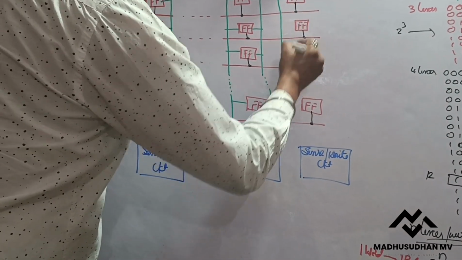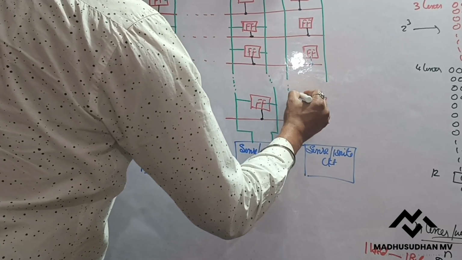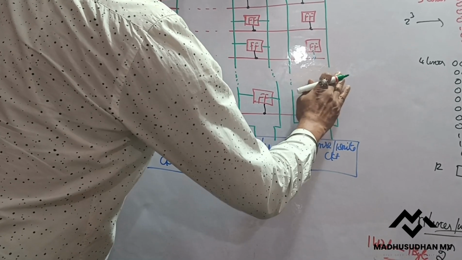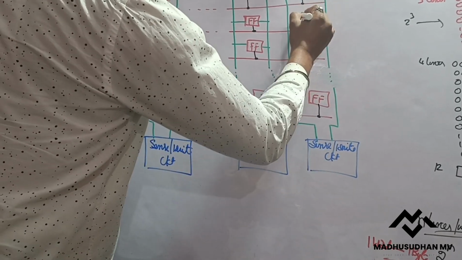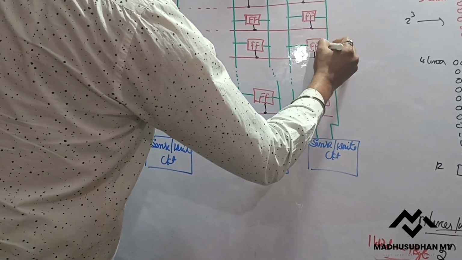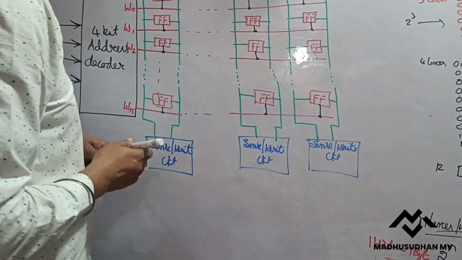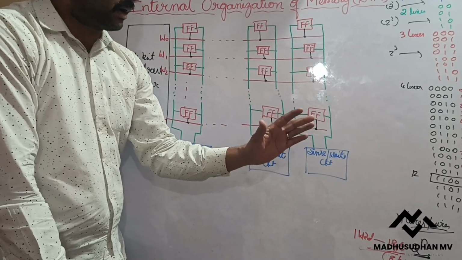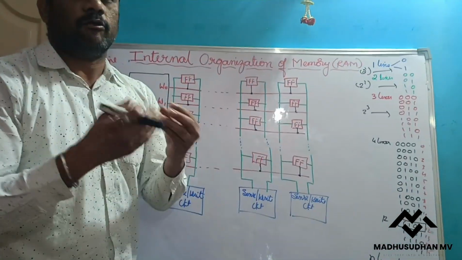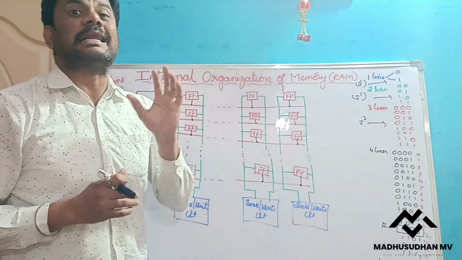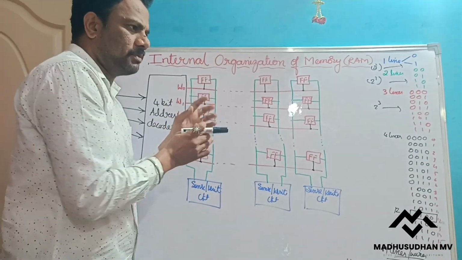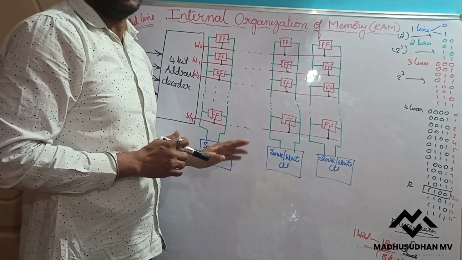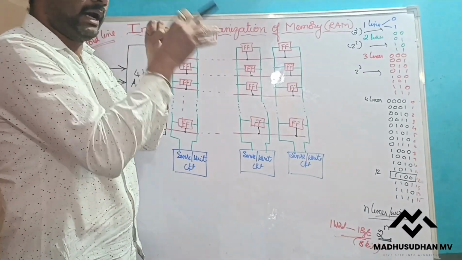Similarly, these flip-flops are also connected. Now, these sense or write circuits are responsible for deciding whether we need to sense, that means read, from these flip-flops, or whether I have to give data to these flip-flops. That means read or write. Sense or write means whether to sense (read) or to write.